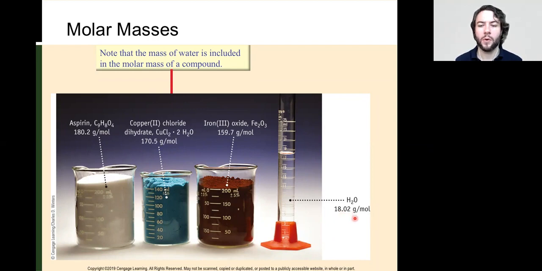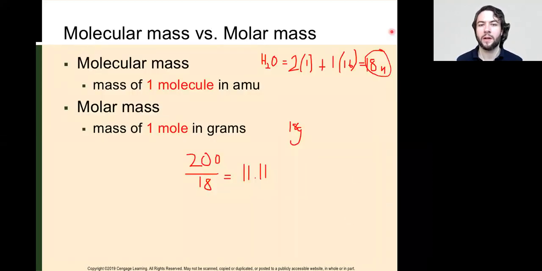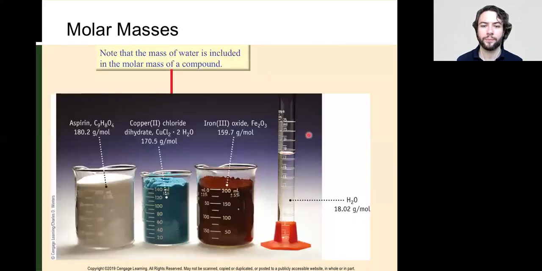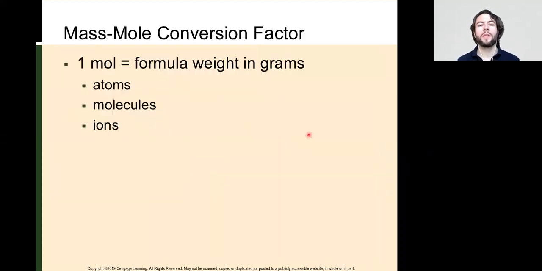So the mass of a mole is going to be the same as the molecular mass, in grams per mole. So like this one, the molecular mass here in atomic mass units directly converts into the molar mass, but this time in grams. So 1 mole is equal to the formula weight in grams. Right? That's what I just said. Of atoms, molecules, or ions. So atoms like sulfur, molecules like water, ions like sodium ion or chloride.